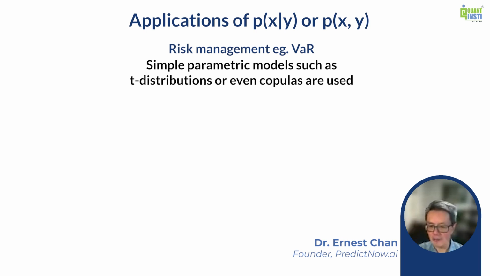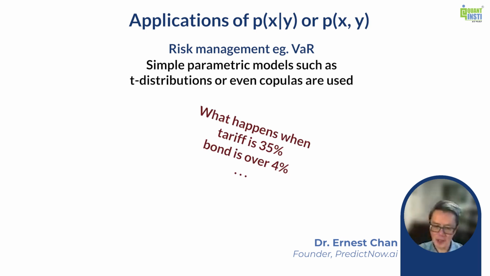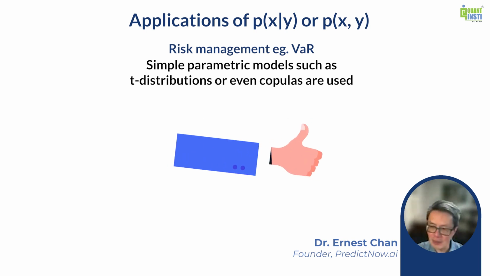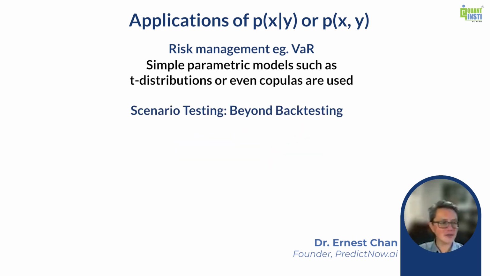Can you ask your copulas, well, what happens when the tariff is 75% and when the bond yield is over 4% and when blah, blah, blah? Well, copulas typically cannot help you because this is too complicated to model, but it is not too complicated for GenAI to model. That is where GenAI excels, to model the conditional probability distributions when you have a complicated set of prompts or conditions.